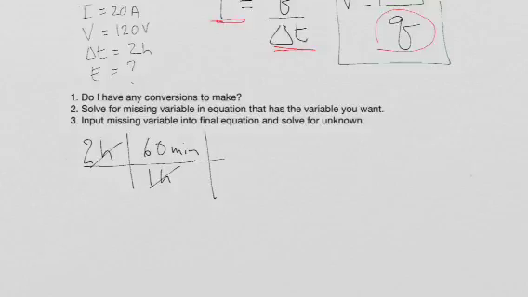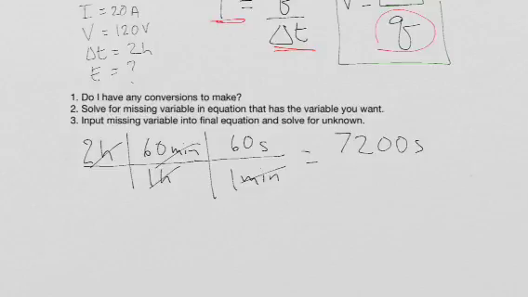And then how many seconds are in a minute? 60. So minutes cancel out. And you're left with 2 times 3,600, which is 7,200 seconds, I believe. Okay, so that's my time conversion. 7,200 seconds. Can you just multiply the 2 hours by 3,600 seconds? Yep, you could do that.